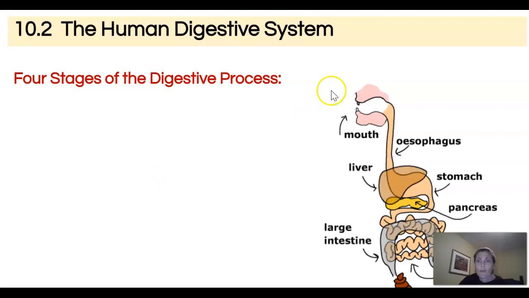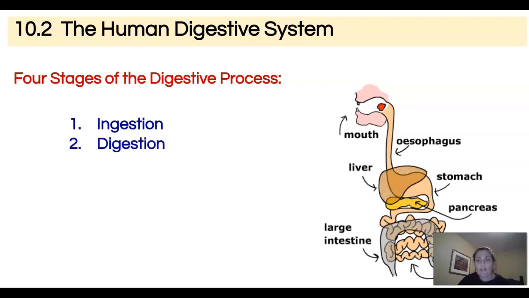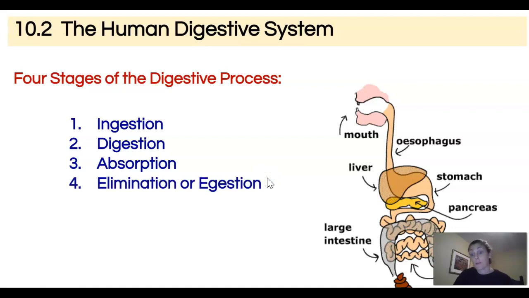Okay. The first part of the digestive process is the taking in of food, and we call that ingestion. The second part is actual digestion, which involves the breaking down of food. Absorption means the transfer of any nutrient particles into the bloodstream, as well as some other components. And then eventually elimination or egestion, which means getting rid of any unused pieces or byproducts of the digestive process.